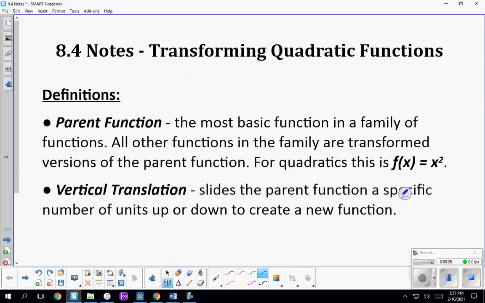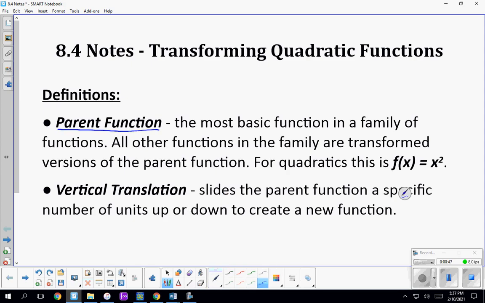With quadratic functions, now we're taking our parabolas, which are these U-shaped graphs, and instead of doing a lot of transformations with them, we're only going to do vertical translations. So we're going to shift them up and down. We need to be able to look at their equations and understand what's going to happen to the graph. So first of all, some vocabulary words.